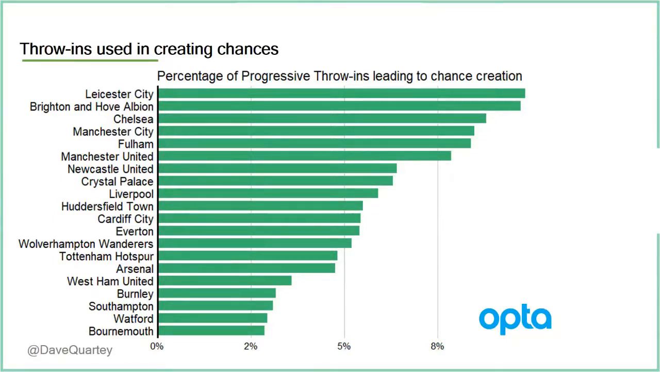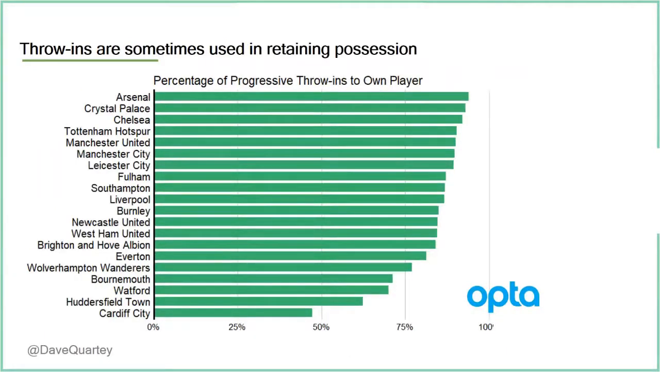Then I also had a look at teams that are able to make throw-ins in which their teammates are able to receive the ball. And one thing that really surprised me about this in particular was Cardiff City, because you realize that generally teams are able to retain the ball more than 50% of the time, but Cardiff City was less than 50%.